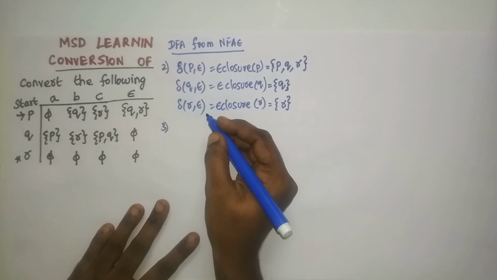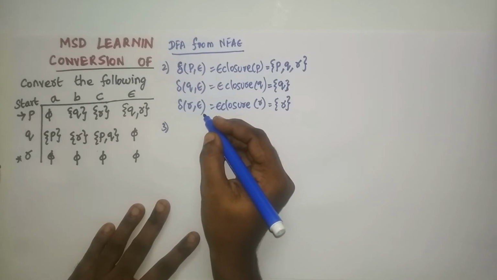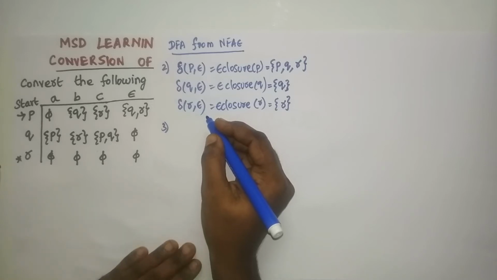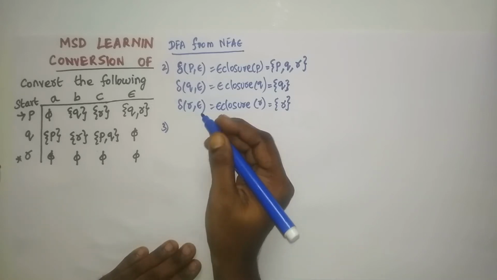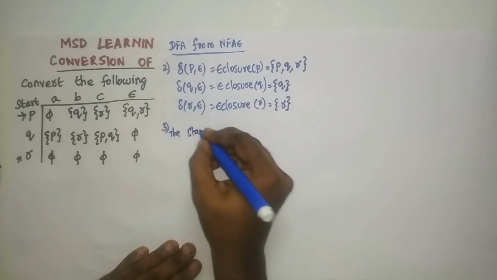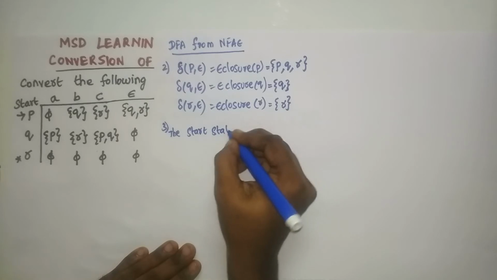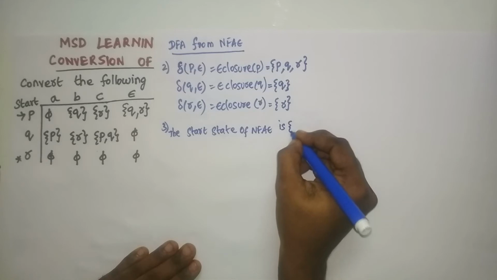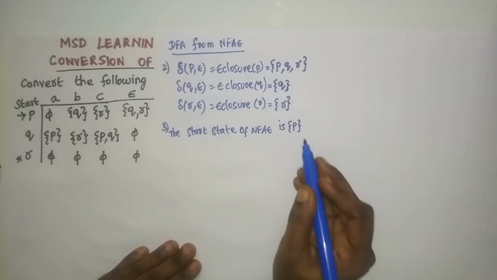So once we are creating any new machine, the first thing is we have to make the initial state. Since here we are eliminating the non-deterministic property also, we have to make the NFA transition. Then from that NFA transition, we have to convert it into a DFA transition. So we have to find the initial state of the given NFA epsilon. The start state of NFA epsilon here is P. I am representing it in set notation.